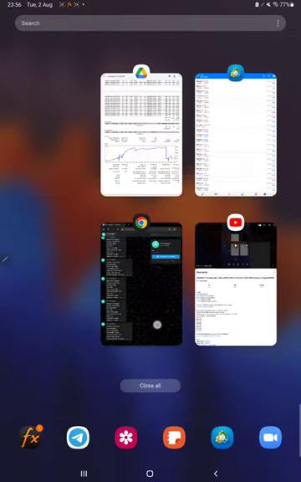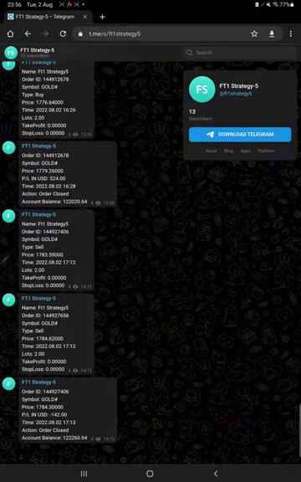And this strategy is connected with MT4 to Telegram as well. So by following the FT1 strategy 5 channel, you can check each and every trade with its order ID and verify how much lot size we have traded, how much profit and loss we have booked. All these details you can verify.